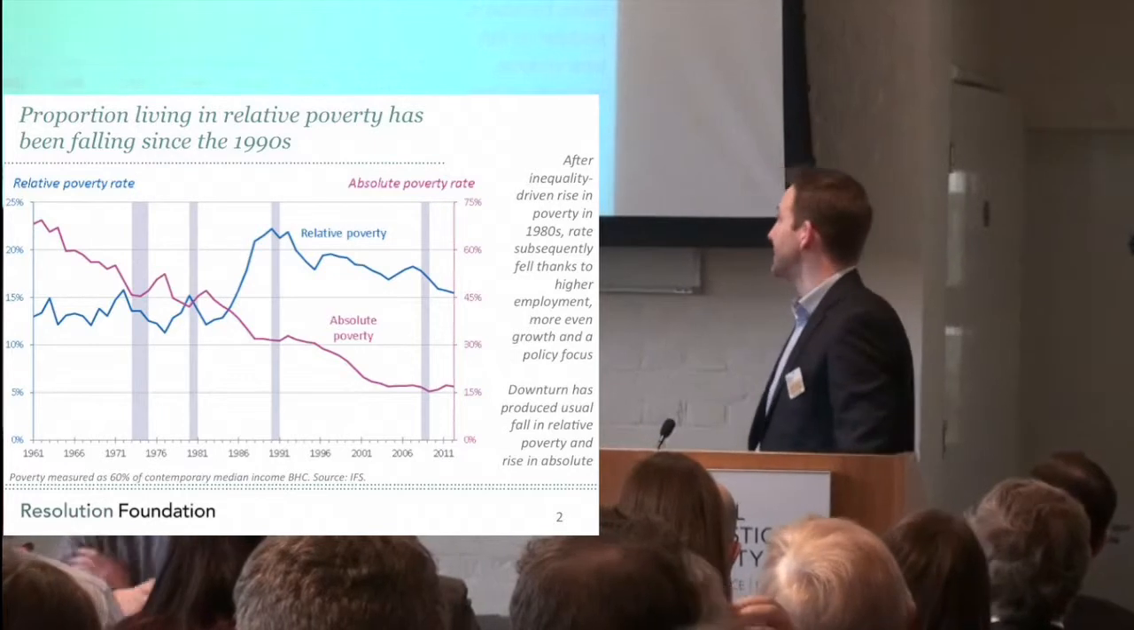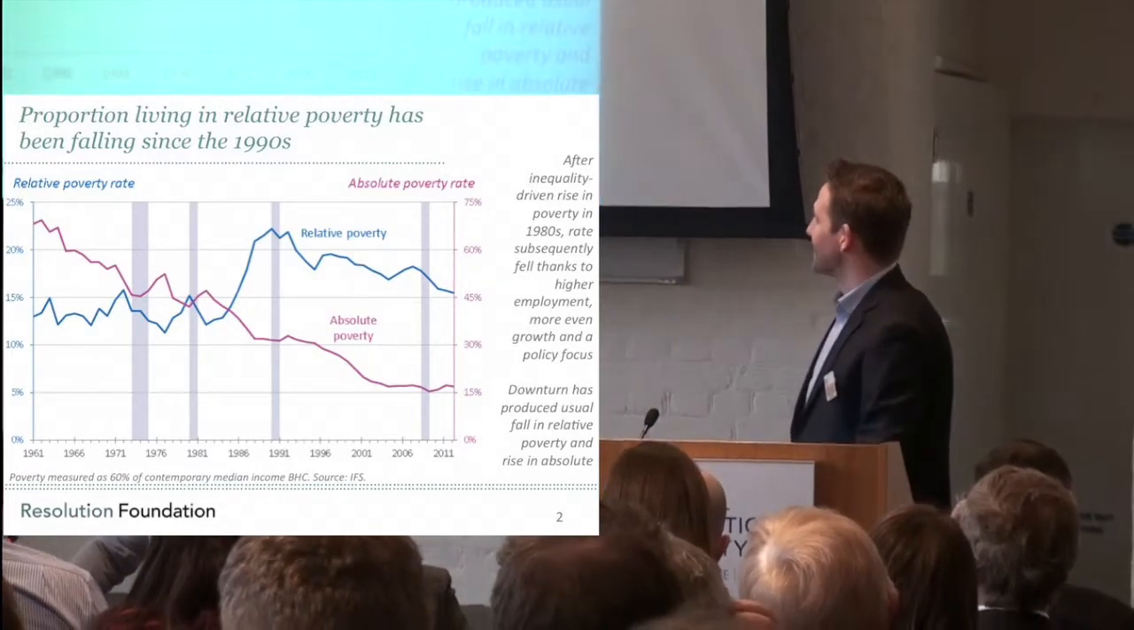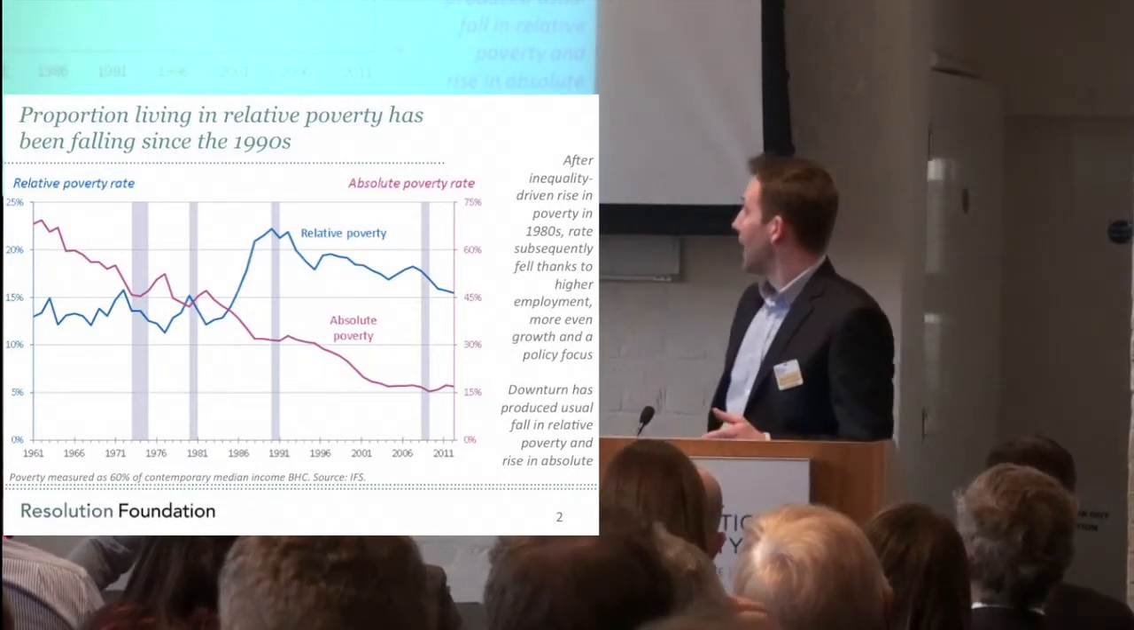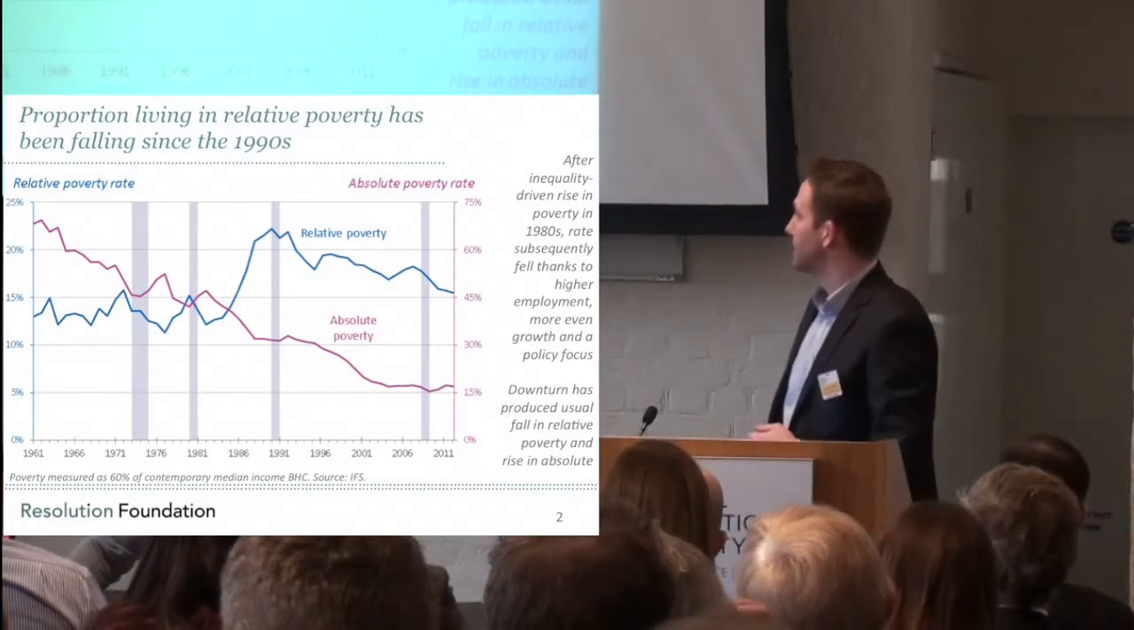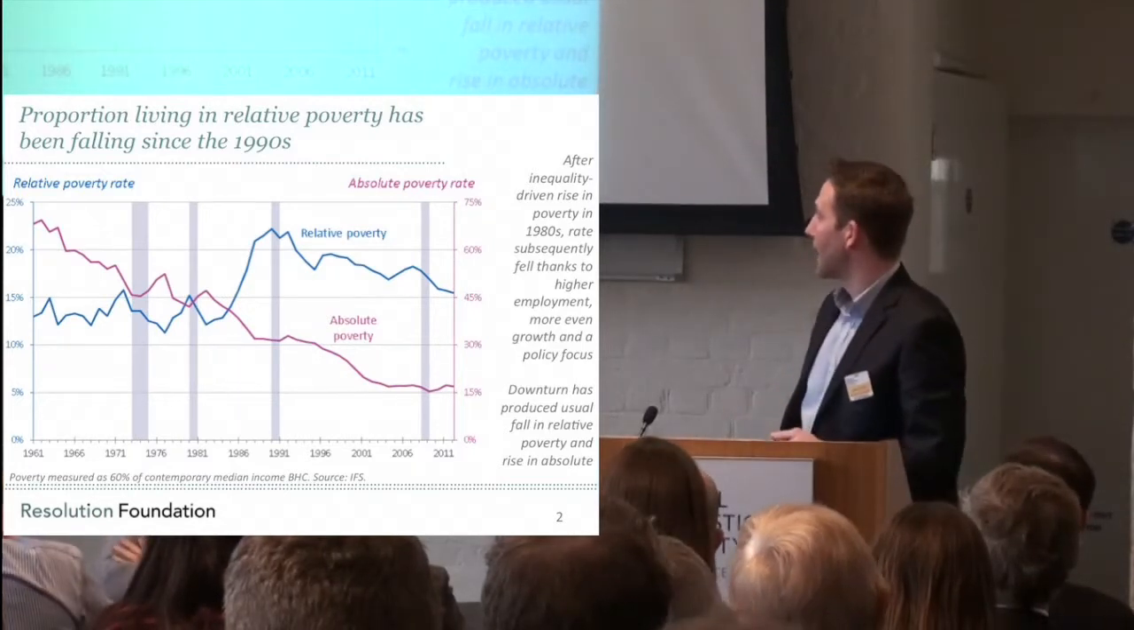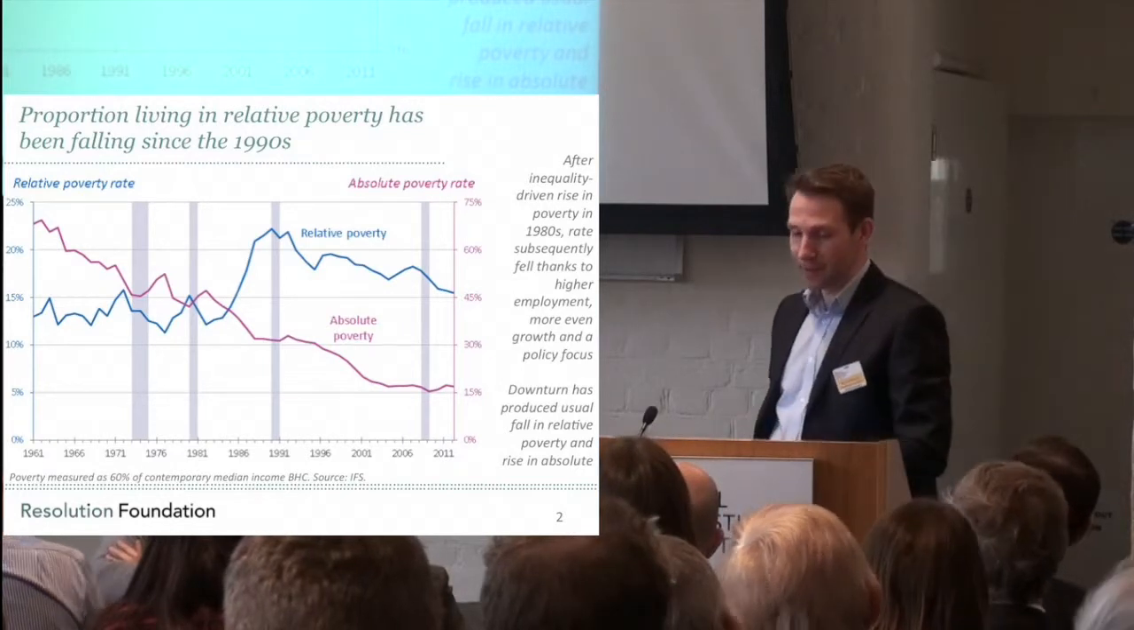Where have we seen this before? This is a very similar chart to the one that Chris just put up, showing the relative poverty and absolute poverty measures since the 1960s. I won't go through it again. Chris has done it. The audience here knows it very well.